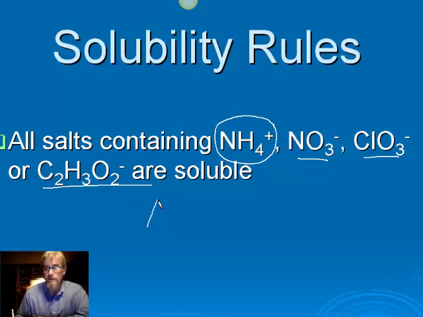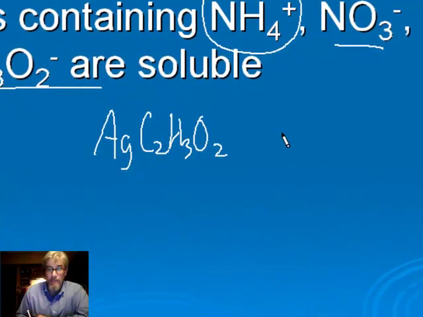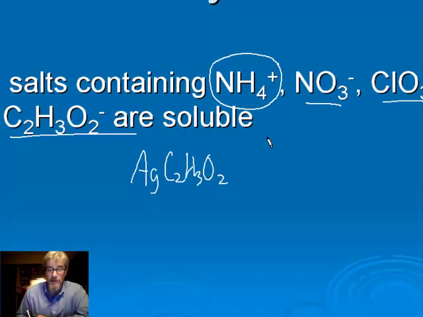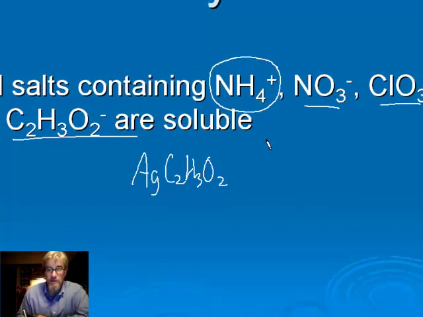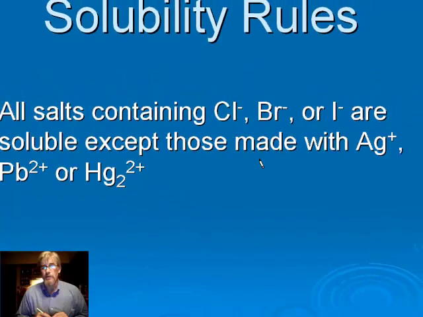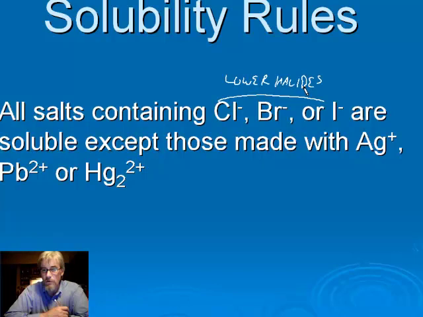Now there is one exception, and that is this. Silver acetate isn't really soluble. It's only slightly soluble. But otherwise, all acetates, ammonium salts, nitrate salts, and chlorate salts are soluble. All salts whose anion is chloride, bromide, or iodide. Salts that have that are called the lower halides because they're halogens, but they're the lower ones on the chart. The upper one doesn't fit into this rule, fluoride.